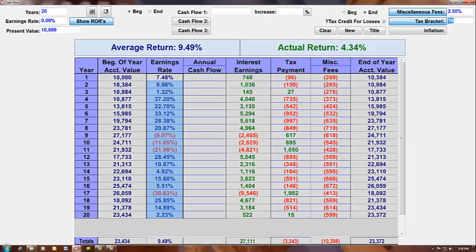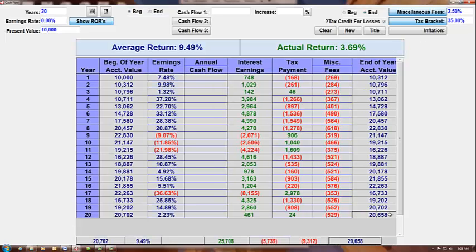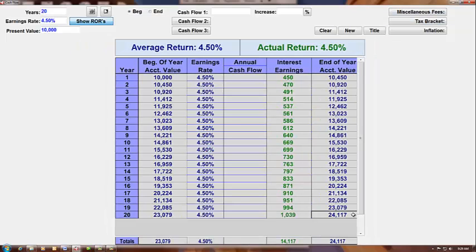Let's go back then and look at this 35% tax bracket. Here we have a gross $20,658 as compared to the $24,117 that we had before. Once again, we see that the whole life insurance at 4.5% has outperformed even the S&P 500 over the last 20 years.